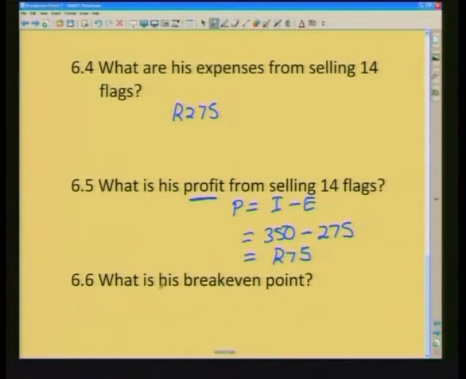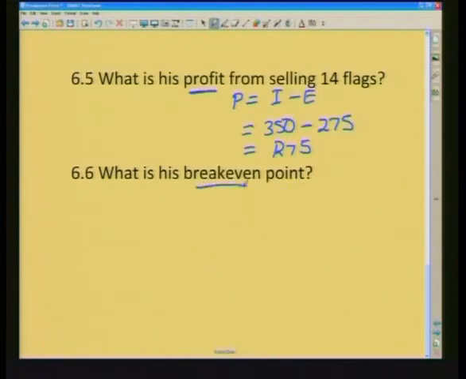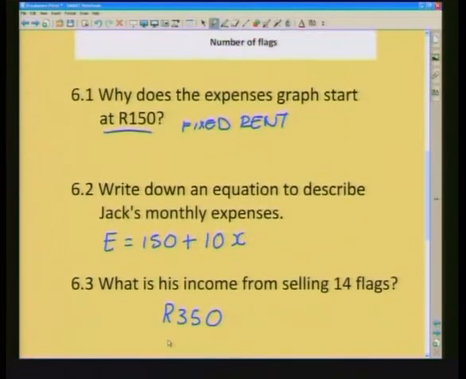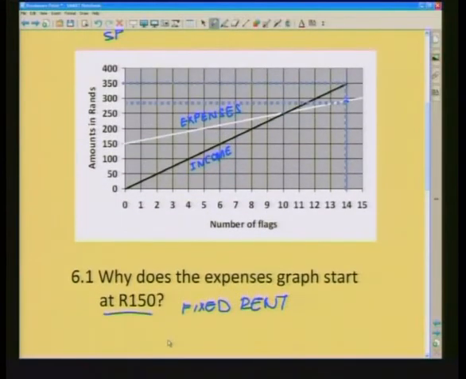Finally, they'd like to know, what is his break-even point? Remember, the break-even point is the point at which expenses are equal to income. In order to find that point, we are not going to solve this algebraically. We are going to simply go to our graph that we have drawn and read it off the graph. All right, so we see that the graphs intersect each other at that point there. So all I'm going to do is drop a line onto the x-axis and then read across on the y-axis.